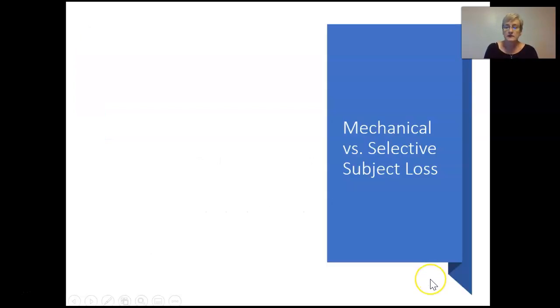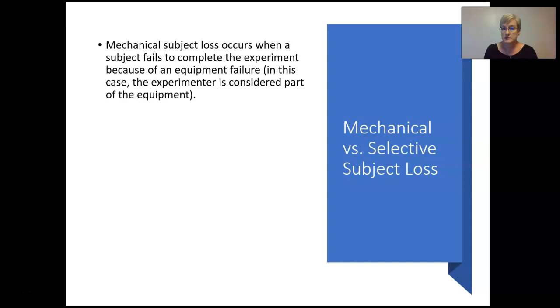Another area that can harm internal validity is subject loss. Basically, subjects that no longer are useful to you. It can come in a number of different forms. Your authors talk about the difference between mechanical loss, and I have a concrete example of this from one of my SEE groups last year. They were looking at heart rate variability and subjective stress measures. Their independent variable was the use of a weighted blanket.